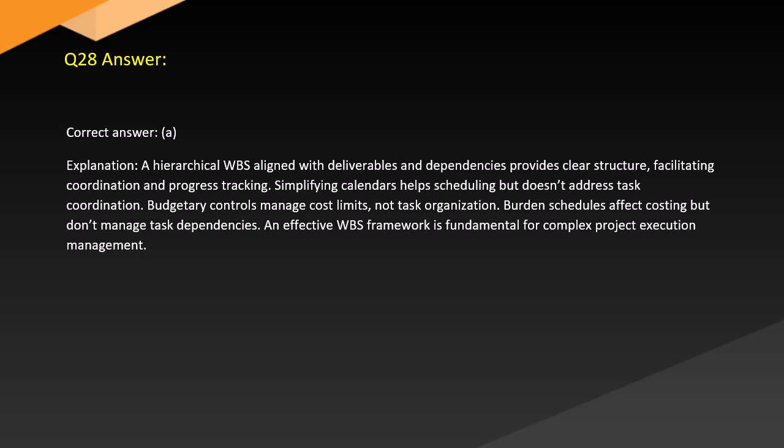Answer. Correct answer: A. Explanation. A hierarchical view aligned with deliverables and dependencies provides clear structure, facilitating coordination and progress tracking. Simplifying calendars helps scheduling but doesn't address task coordination. Budgetary controls manage cost limits, not task organization. Burden schedules affect costing but don't manage task dependencies. An effective WBS framework is fundamental for complex execution management.